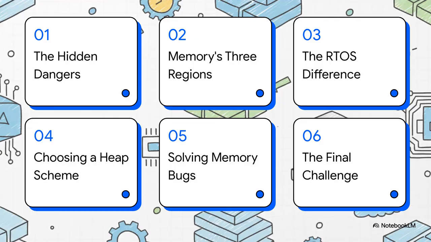So here's how we're going to break it all down. We're going to start with the hidden dangers, then map out the three big memory regions. After that, we'll see how an RTOS changes the whole game, look at how to choose the right tools, and then get into solving the most common bugs. And of course, we'll wrap up with a little challenge for you.